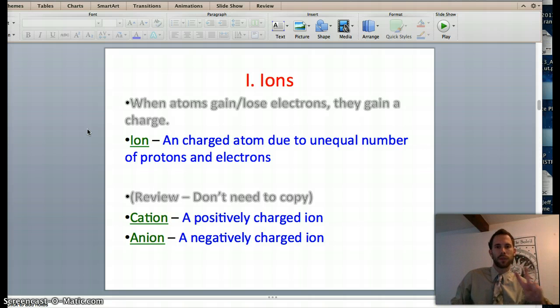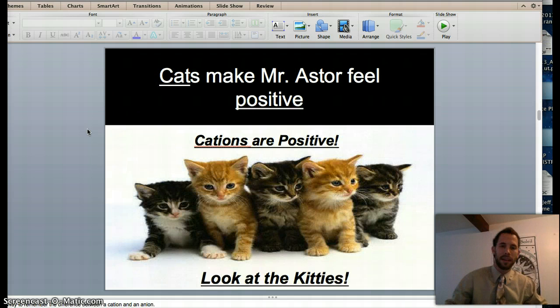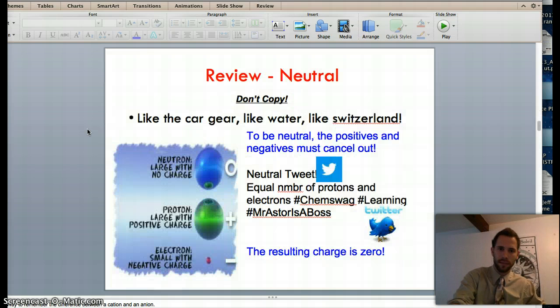Now, the two kinds of ions we learned about are cations and anions. Cations are the ions that have a positive charge, and anions are the ions with a negative charge. How do we remember this again? Very simple method. Cats make Mr. Astor feel positive. Cations are also positive. Just look at the kitties. Oh, look at the kitties. They're cute, right? Cats are adorable. Cats are positive. Think about the fact that cats make Mr. Astor feel positive, and therefore, cations are also positive.